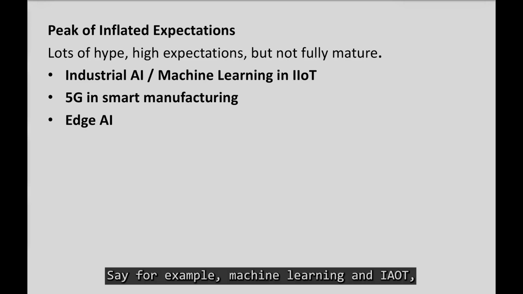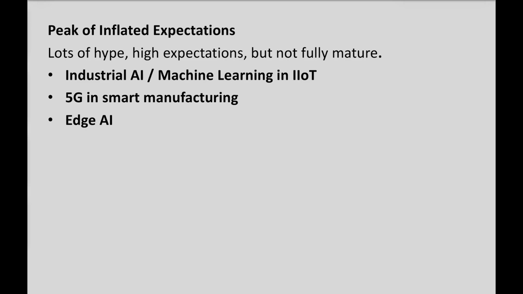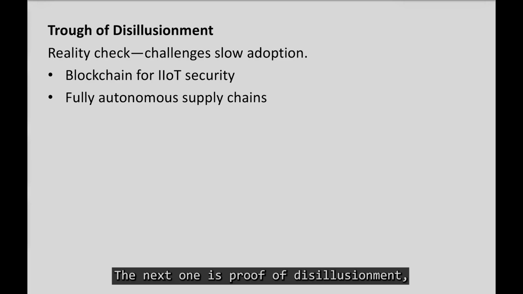Say, for example, machine learning and IIoT. Machine learning algorithms are used in the IoT environment, but not completely. It has not been completely deployed for automation of an industry. So that is the peak of inflated expectation, wherein you place a large scope on the technology, more than it is capable of. The next one is the trough of disillusionment.